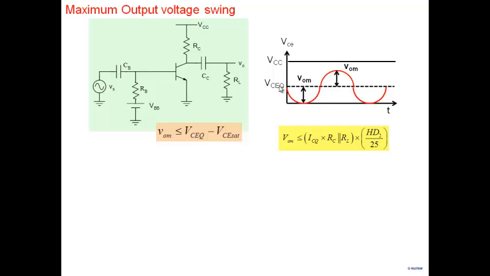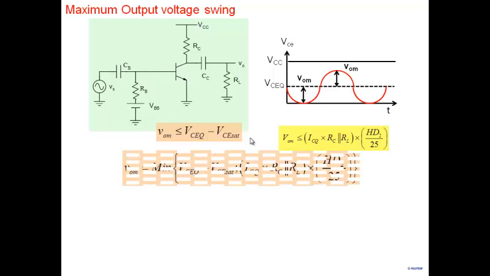So you can see I still have to play around with VCQ. Where do I put VCQ? If I put it too low, then this will bother me. If I put it too high, then this will bother me. Both of them are dependent on the choice of VCQ. ICQ RC is nothing but VCC minus VCQ, so both these terms are determined by the choice of that.